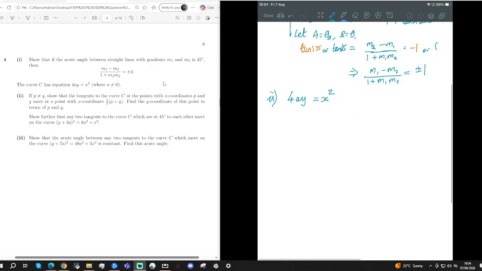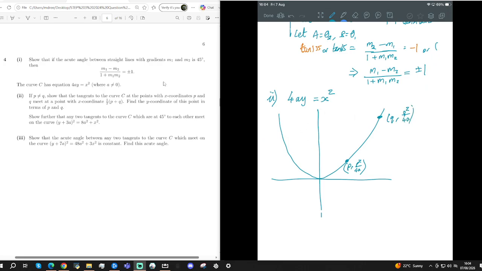Okay, so we have ourselves this parabola. We're saying p and q are different. So there's some p here, there's some q here. So this is going to have coordinate, well, if the x coordinate is p, subbing that into the equation here, we'll get the y coordinate is p squared over 4a. And similarly, this will be q squared over 4a.